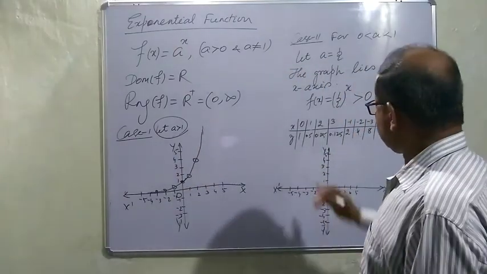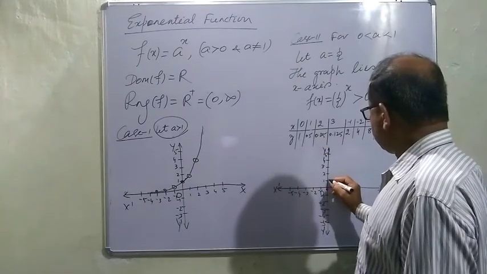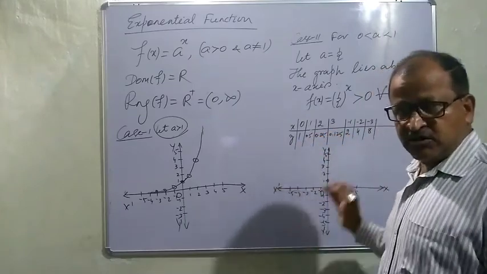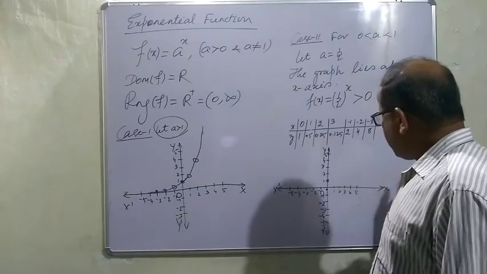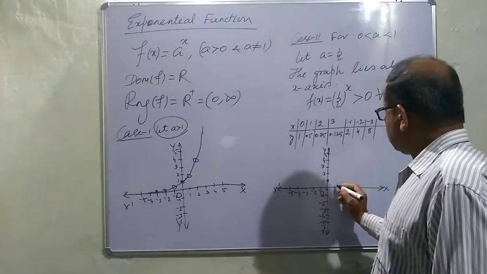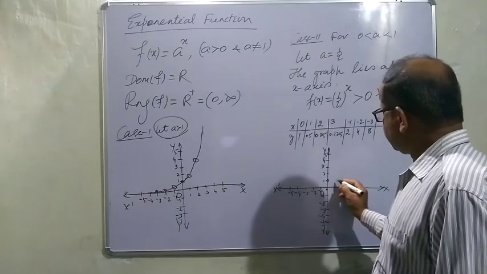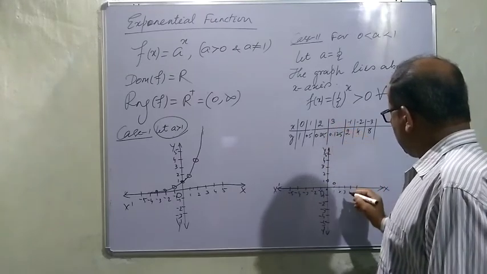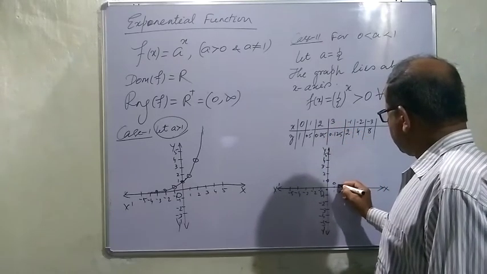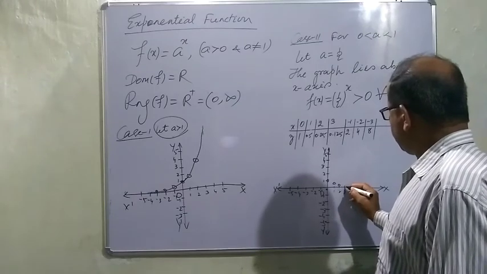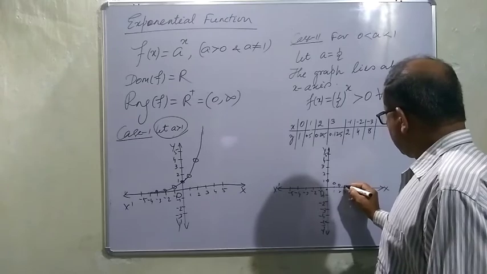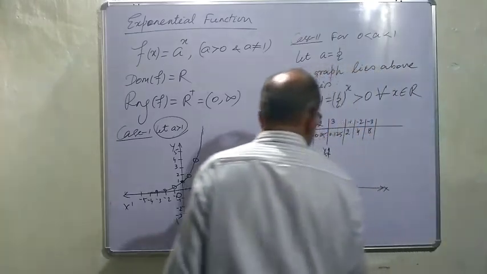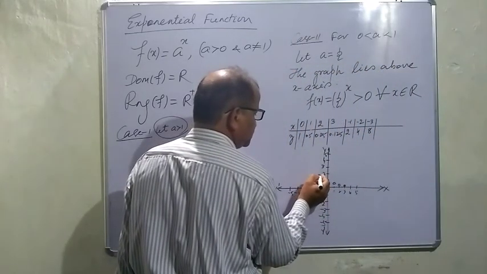Yes, you see, when x is equal to 0, it is 1. So this is our point. And while we are moving towards right, that means away from 0, 1 means it is 0.5. This is the point, suppose, and it is for 2.25, very small. For 3 it is again very small. Okay, for minus 1 it is 2.